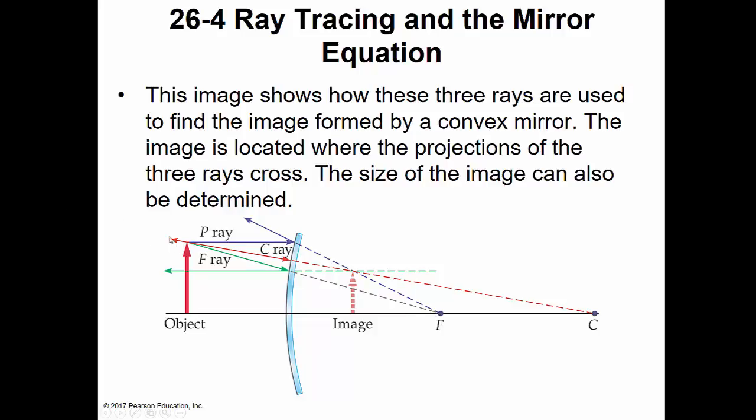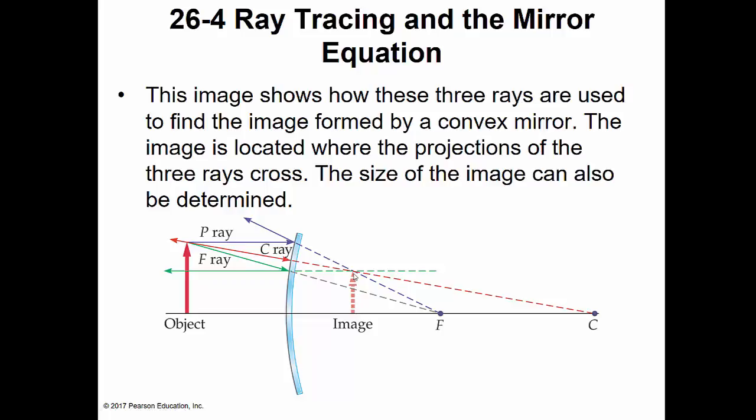The C ray goes from the top all the way through, aimed at the center of curvature. So that's just a line. And you need to dot it going back behind the mirror because there's no real light there. And then finally the F ray goes from the top of the object, pointing straight at the focal point, and when it hits the mirror, it bounces parallel, and you dot back that parallel way. Notice that they all three intersect in one location. So this is where the image is going to form.